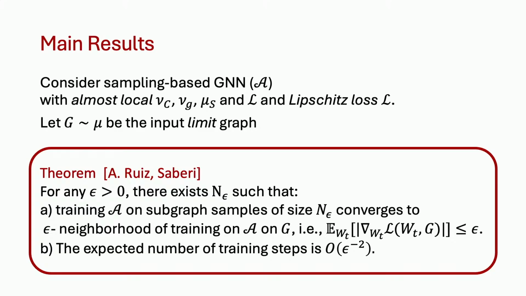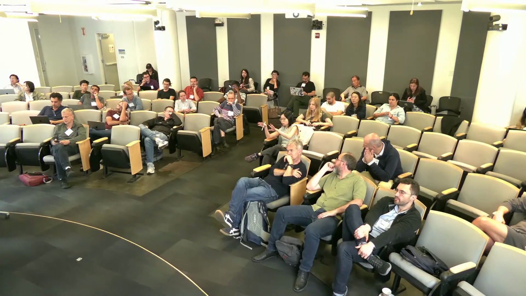Quick question. For example, if I were to train for a classification problem, maybe the loss function will just compare my predicted node label versus the true one. Does this satisfy the assumptions? Yes, that satisfies the assumption.